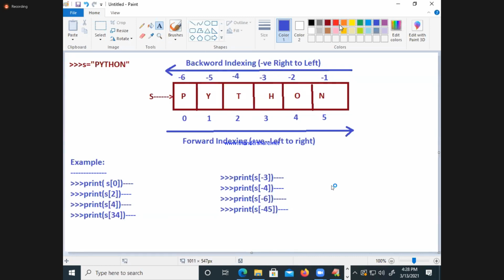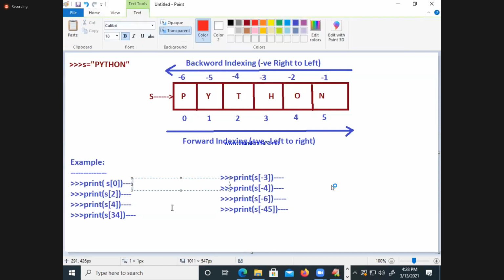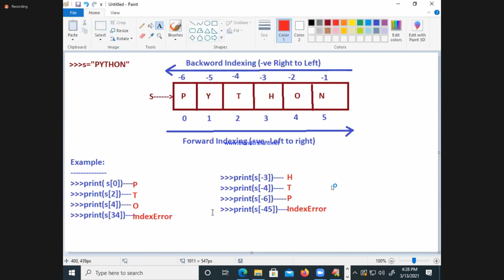Come on, answers please. First one: P. Next, T. Next, O. Next, yes, index error. Come on, the other side. H, T. Next, minus 6 is P. Next is called what? Index error. Right. So we understood the output of this diagram.